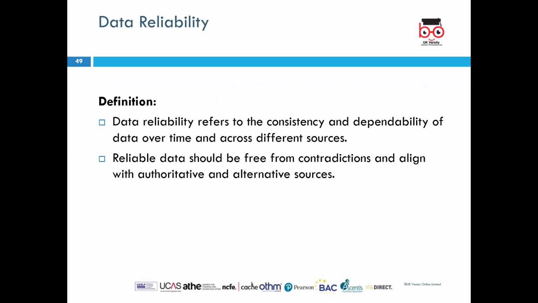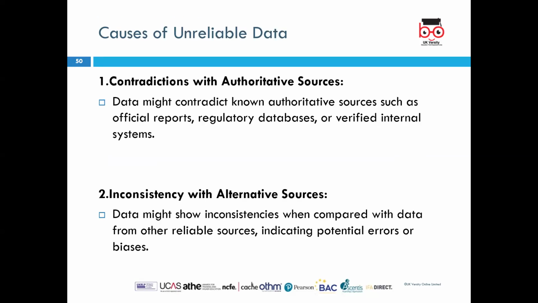When it comes to data reliability, we're referring to the consistency and dependability of data over time across different sources. So we can see that data should be free from contradiction and aligned with authoritative and alternative sources. What are going to be the causes of unreliable data? This could be contradiction with authoritative sources, inconsistency with alternative sources.